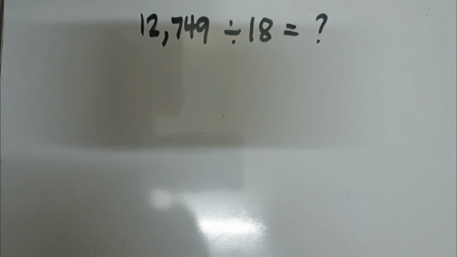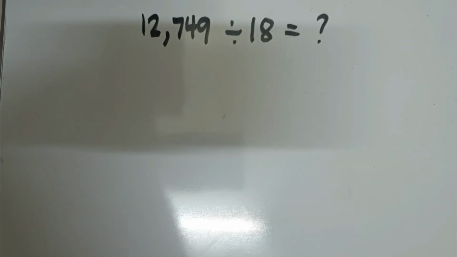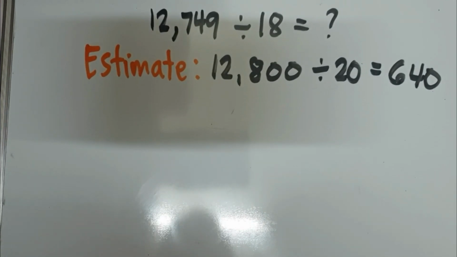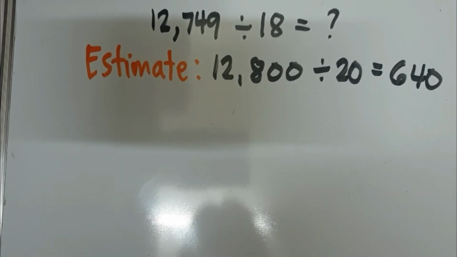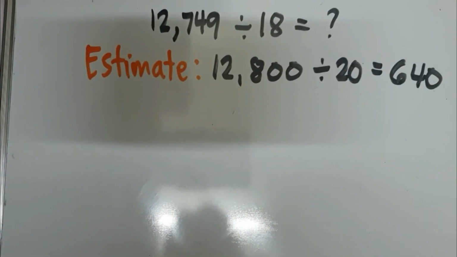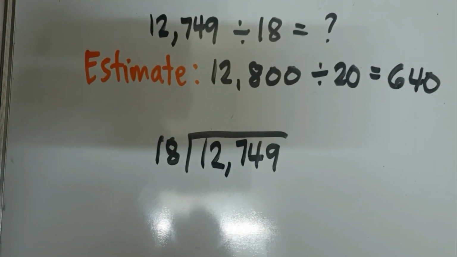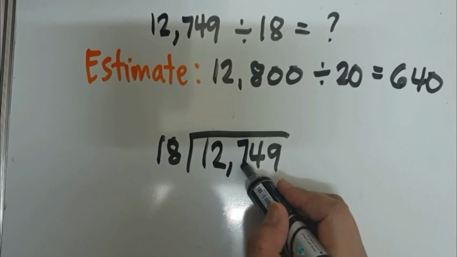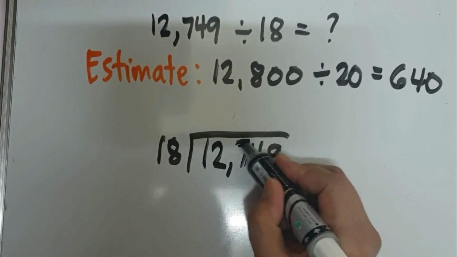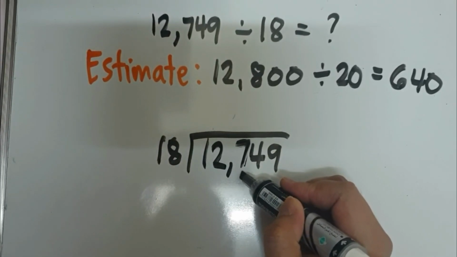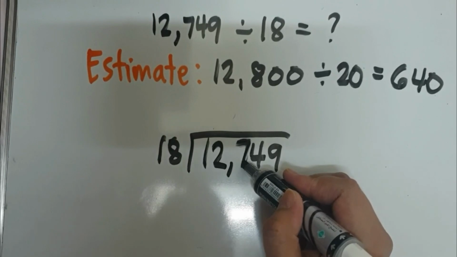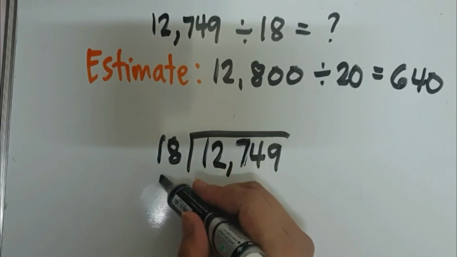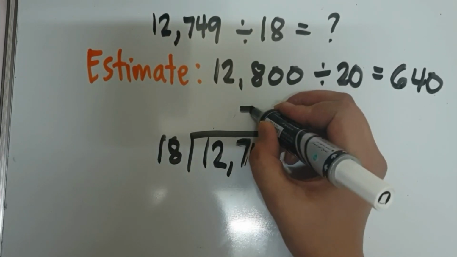Another example is 12,749 divided by 18. The compatible numbers that we can use to estimate is 12,800 divided by 20 is 640. Let us now divide. So we will start with 127. Since we will be using 127 and 7 is the last digit, then we will be writing our answer above 7. And 127 divided by 18 is 7.